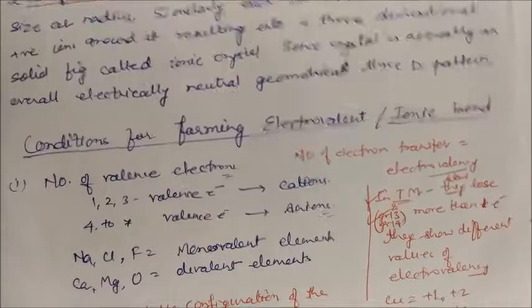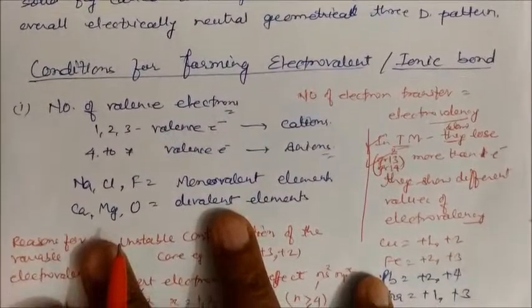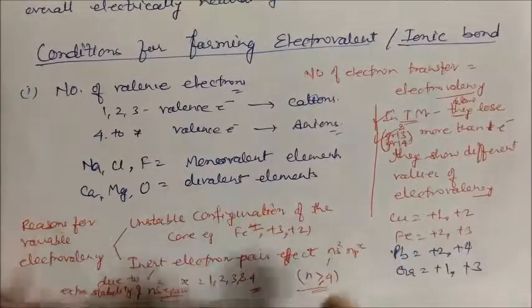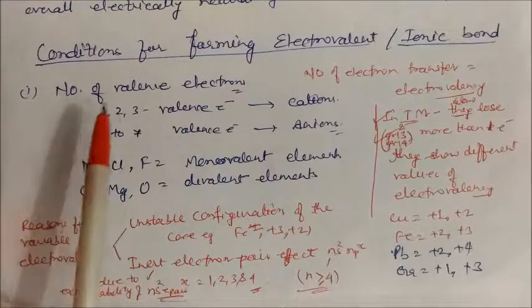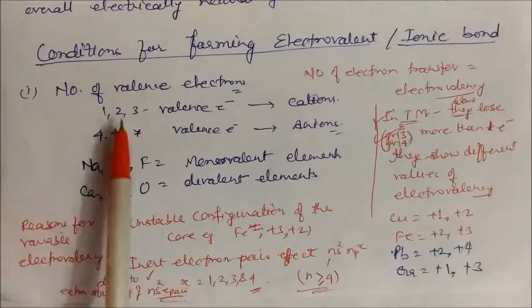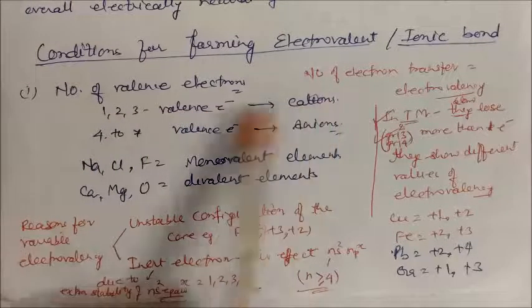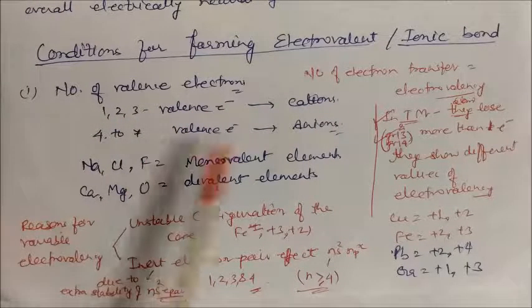Now, what are the conditions for forming the electrovalent or ionic bond? One condition is the number of valence electrons. If the valence electrons are 1, 2 or 3, the atom will form a cation. If the valence electrons are 4 to 7, it will form an anion.